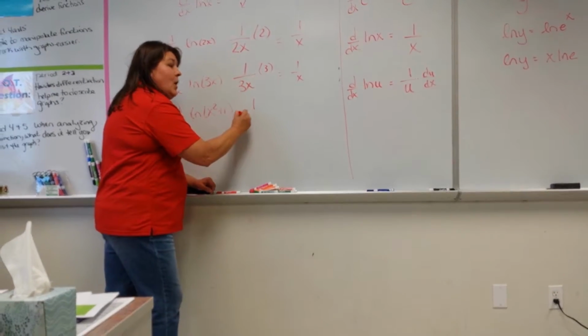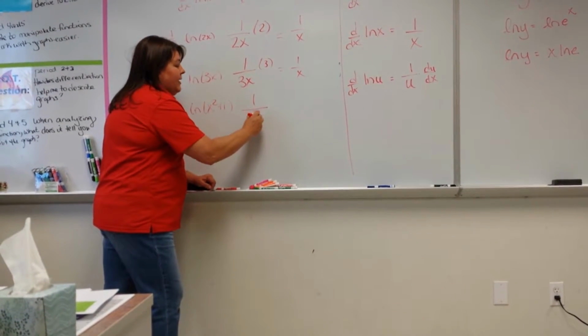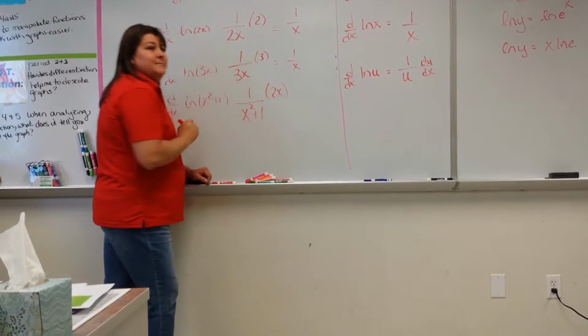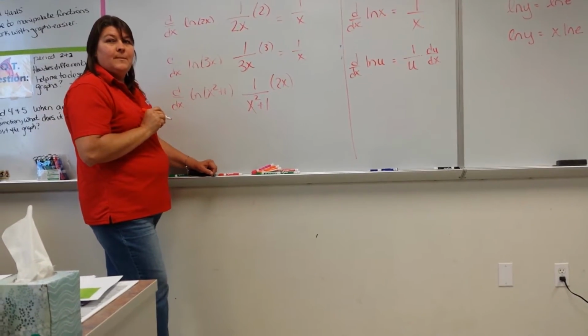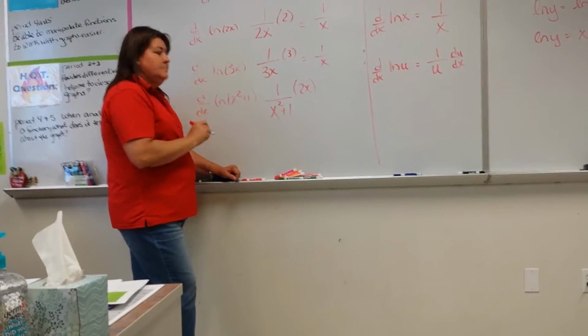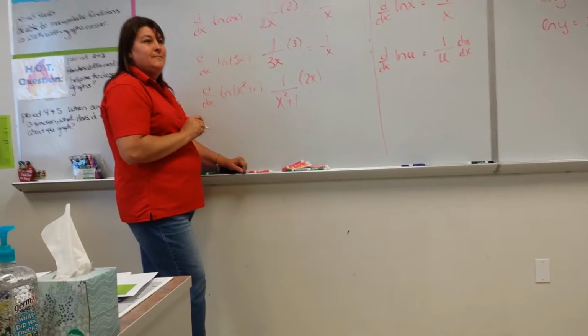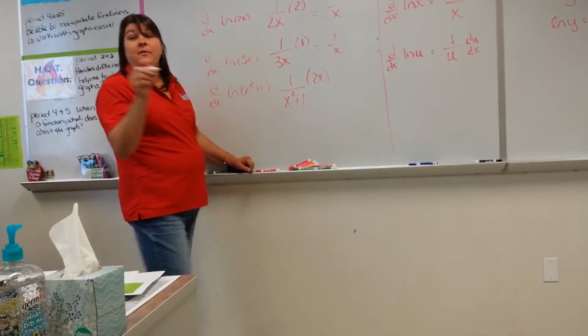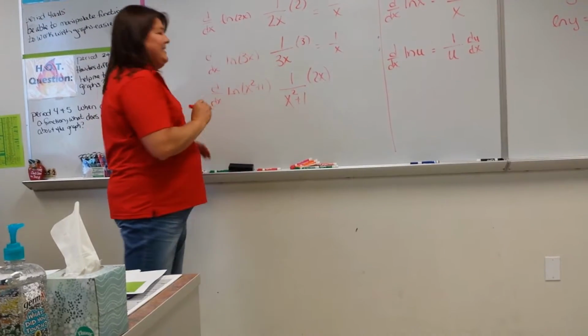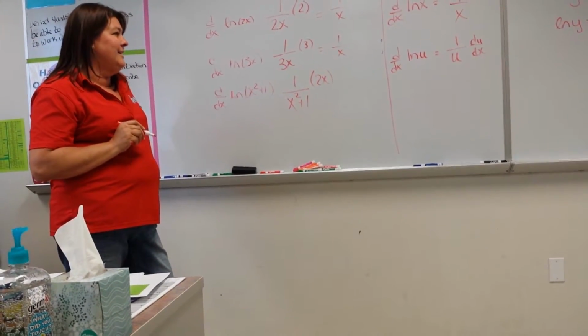It's going to be 1 over x squared plus 1 times 2x. What about the end? You don't do it, because the derivative of 1 is 0. I didn't realize that said ln. I thought that was a parentheses. Yeah, okay, that makes more sense.